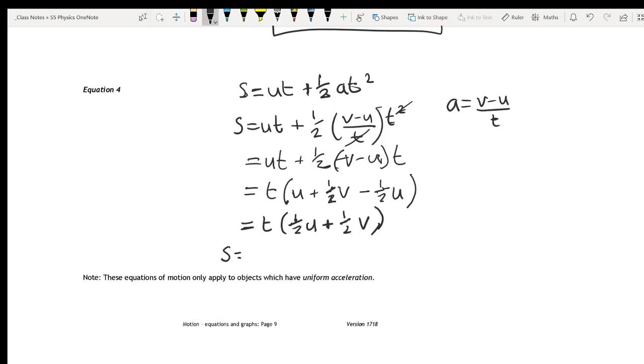Okay, guys, we haven't finished. So, to finish that off, we want to make it just look a bit better than writing down half u plus half v. So, s equals u plus v over 2 times by t. And that's your fourth equation, which is the one that you come across. It's just average speed times time. And again, just to state that these are only used if you've got uniform acceleration. Look, I'll show you in a second.